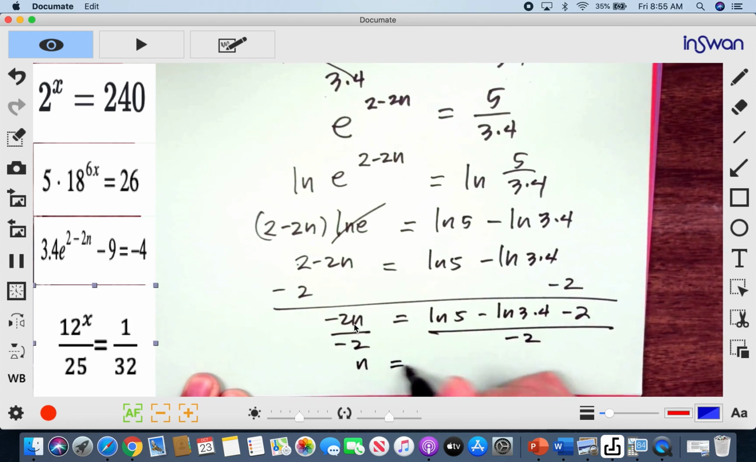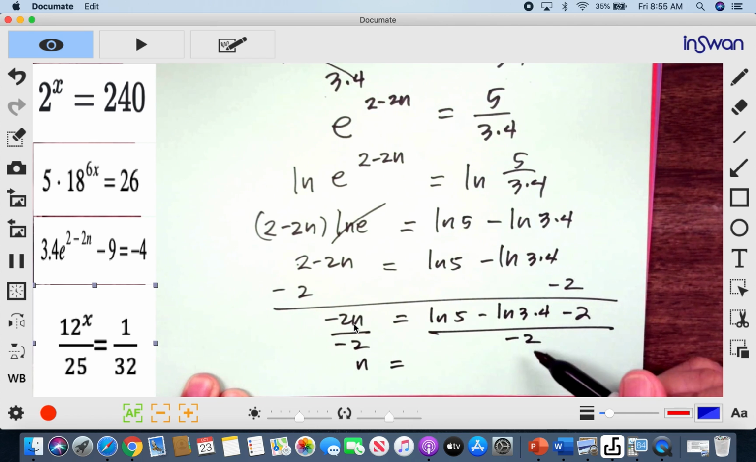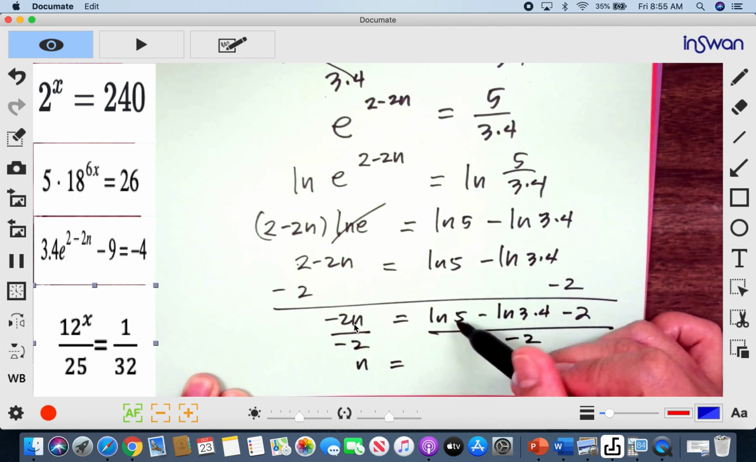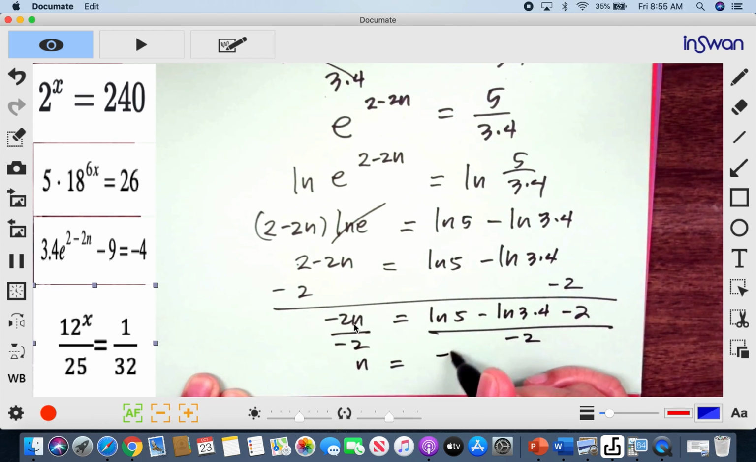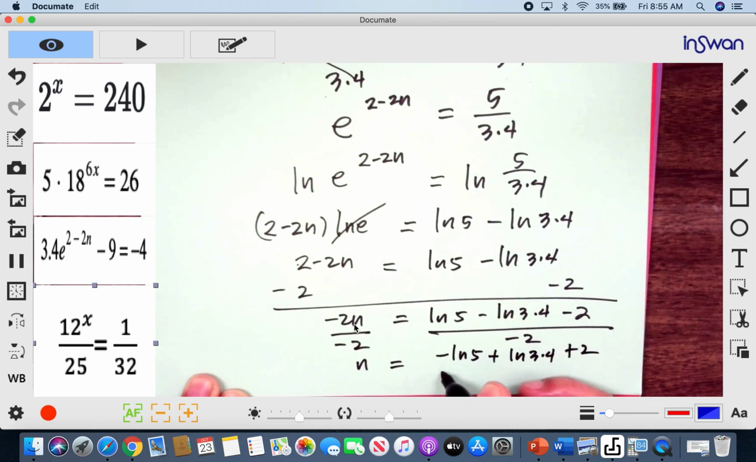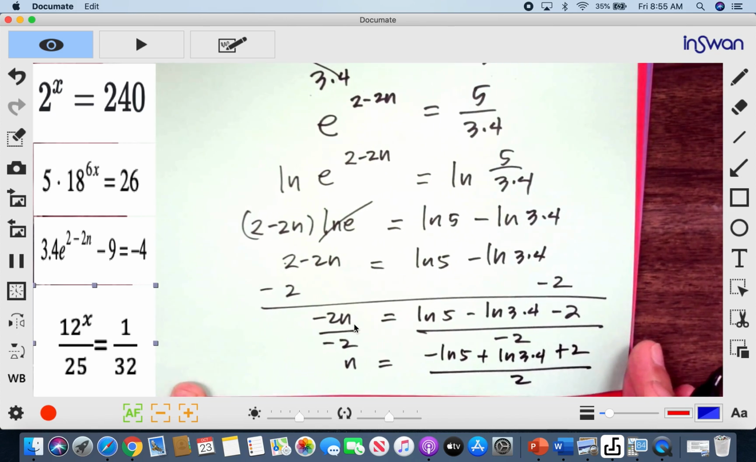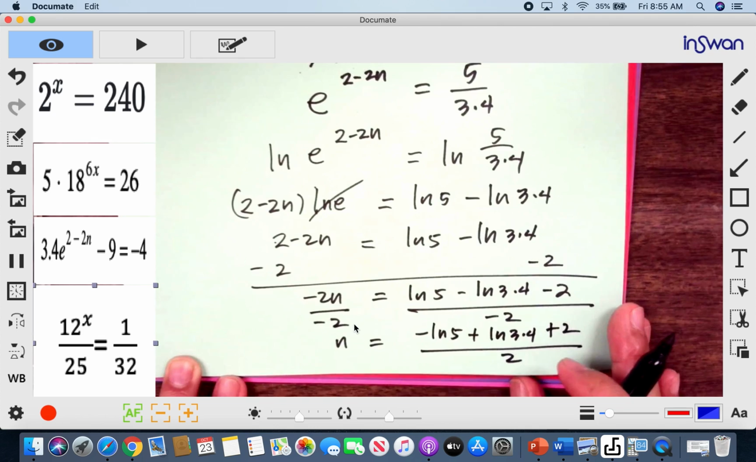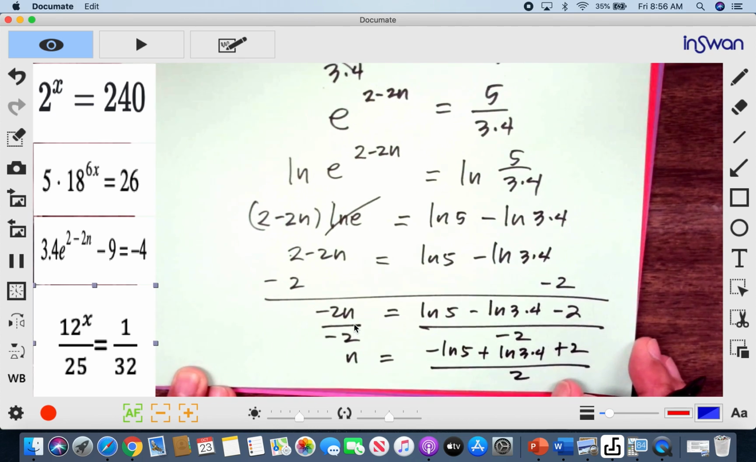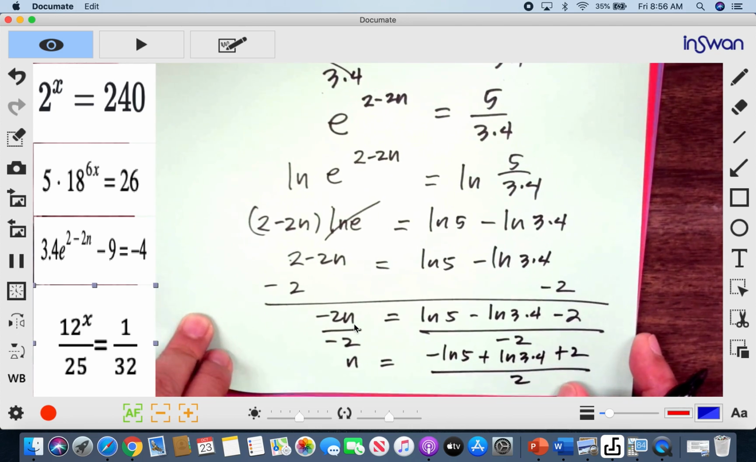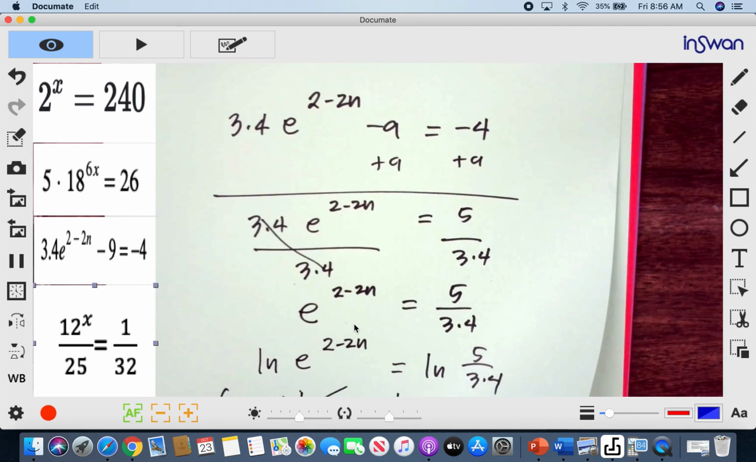So n now is equivalent to, I wouldn't like my denominator to be negative. So I'm going to multiply each of these by negative 1. So this now becomes negative ln 5 plus ln 3.4 plus 2 all over 2. So this is the exact value. If you would like to find the approximate value, all you have to do is to use calculator to find it. Okay, and the last one.